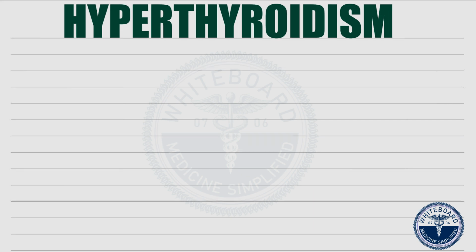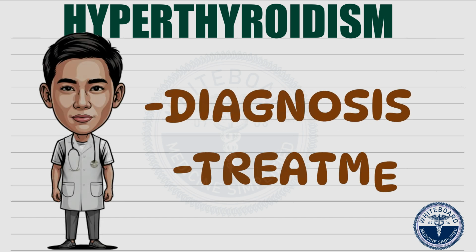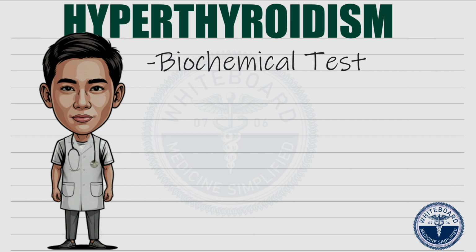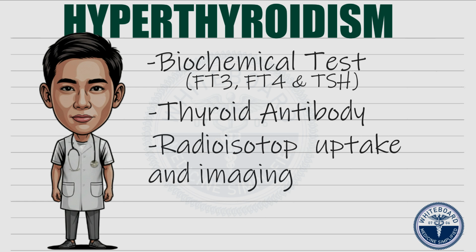This is the continuation of the previous lecture on hyperthyroidism, and in this lecture we will be discussing the diagnosis and the treatment of hyperthyroidism. Hyperthyroidism is primarily diagnosed through biochemical tests that measure serum levels of free T3, free T4, and TSH. Additional evaluation includes thyroid antibody testing, radioisotope uptake studies and imaging, along with other supportive investigations as needed.